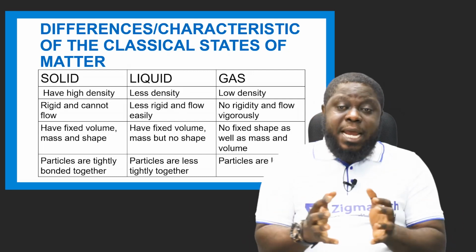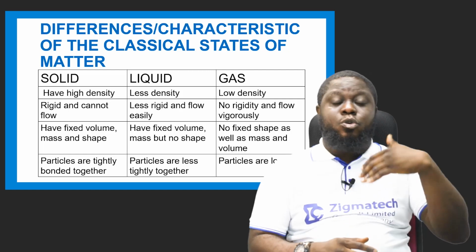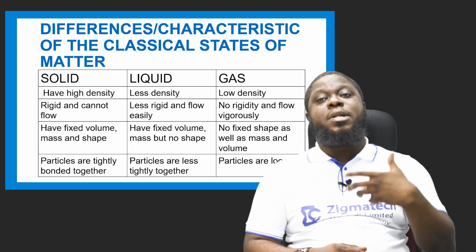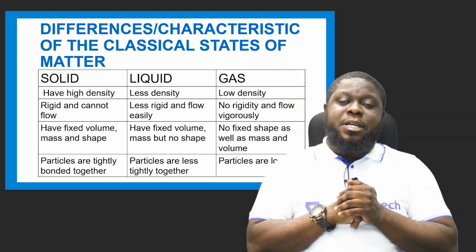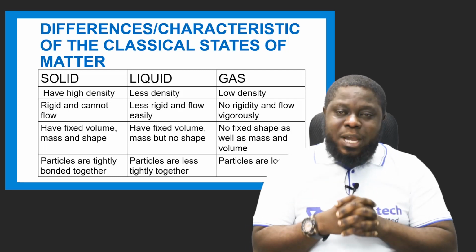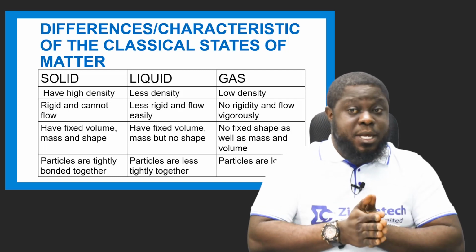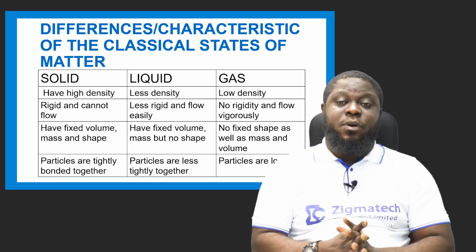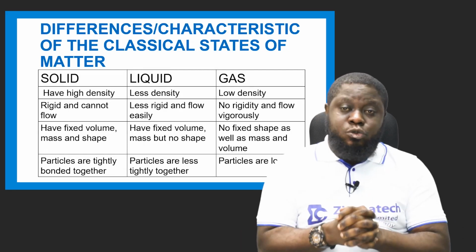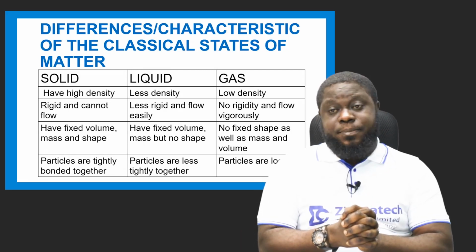Because the particles are together. These particles, like I said, are molecules. We will talk about molecules more when we get to the particles of matter. So the particles are tightly bonded together. That is why they have a fixed shape, a fixed mass and a fixed volume. They are bonded, they are closed. That is why you see them, they have a shape.